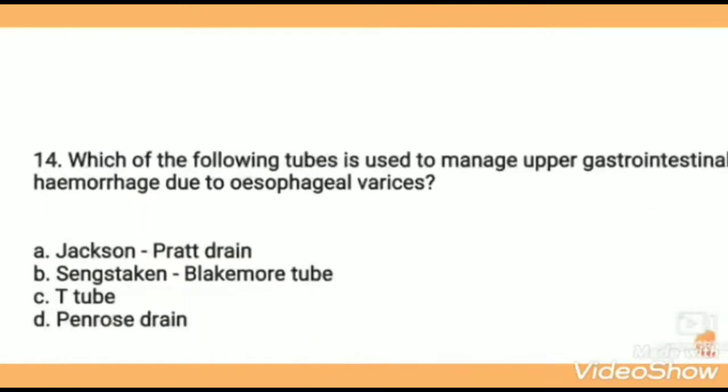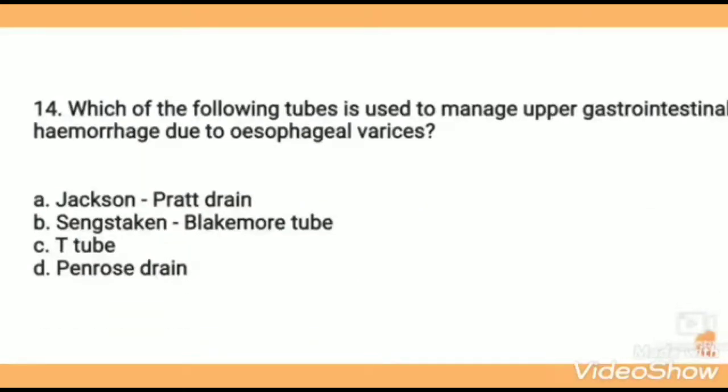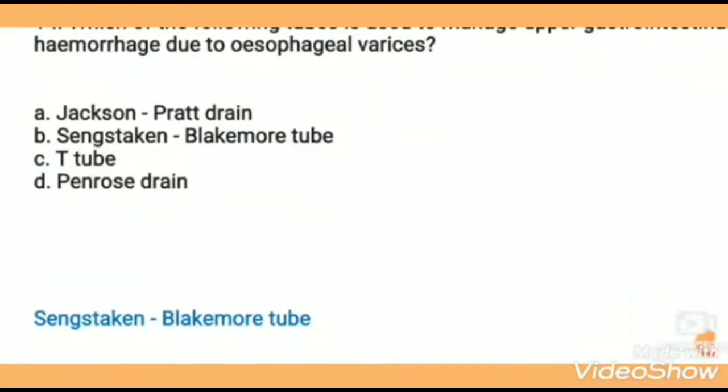Next question. Which of the following tubes is used to manage upper gastrointestinal hemorrhage due to esophageal varices? Jackson-Pratt drain, Sengstaken tube, T-tube or Penrose drain? So, the correct answer, tube which is used to manage upper GI hemorrhage due to esophageal varices is Sengstaken tube.